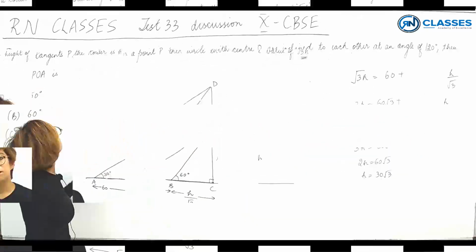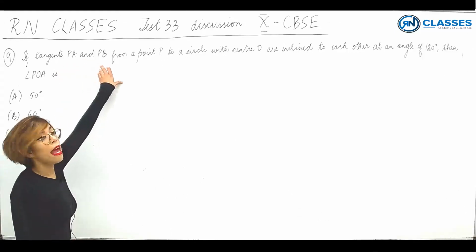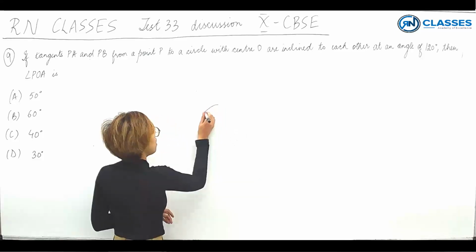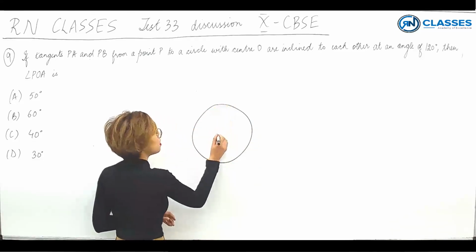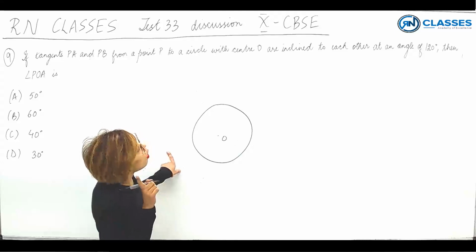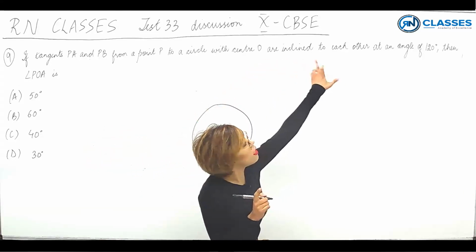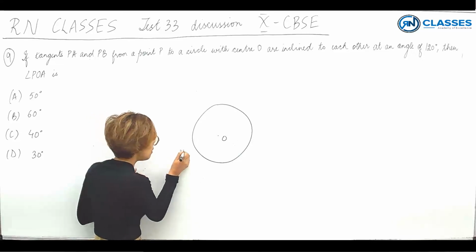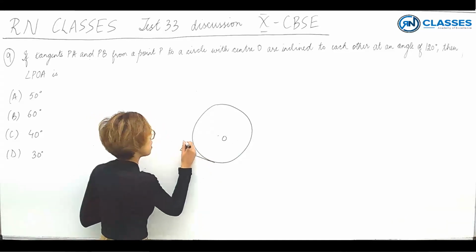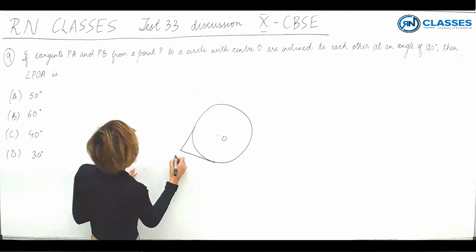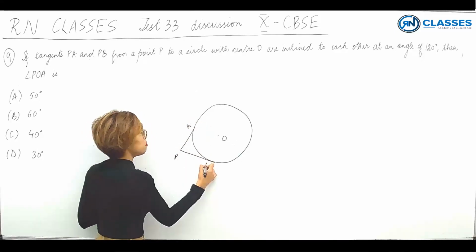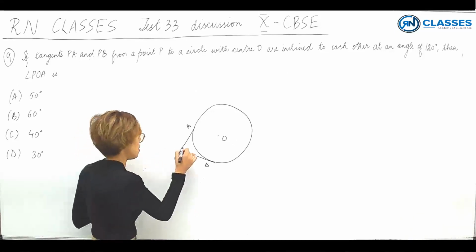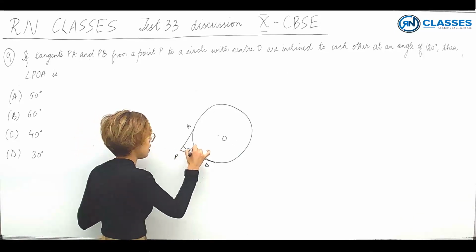Which is your answer. If tangents PA and PB from a point P to a circle with center O. Okay. Now, tangents. This is center O, tangents from P. Now, I have to make sure that the angle between the tangents is 120 degrees. So, I'll take my point quite near to the circle. Right? So, this is PA and this is PB. And this is 120 degrees. This is the best I can do. So, please, just deal with it. Right? This is 120 degrees.